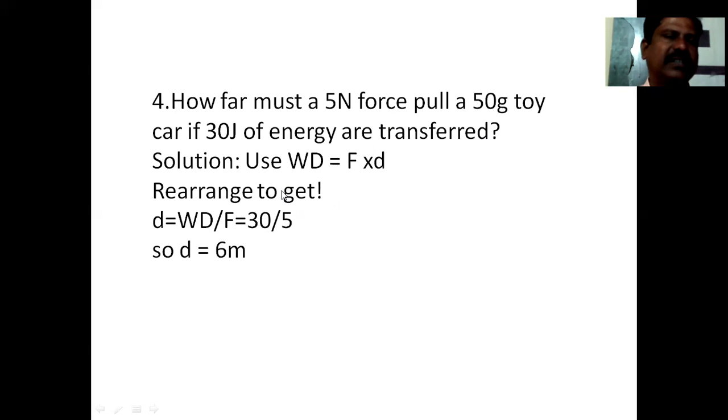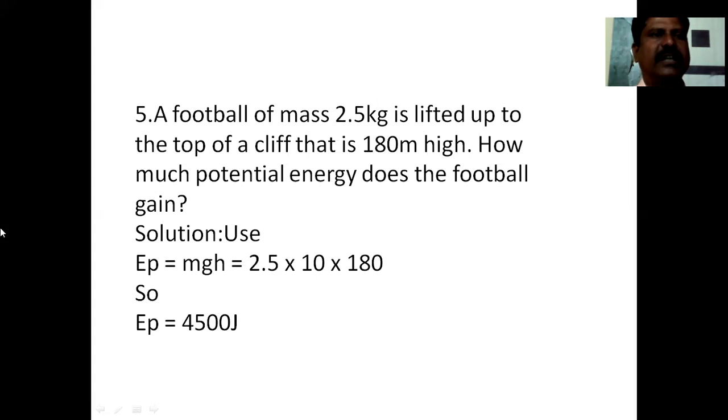That means you have to calculate how much distance the toy car has moved when you have applied 5 Newton of force on that object. Therefore, D is equal to work done divided by F. The work done is 30 joule, divided by the force applied, 5 newtons. So the distance moved by the toy car is 6 meters. Okay.